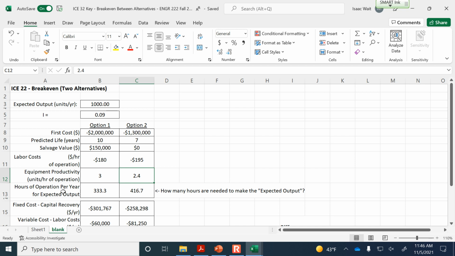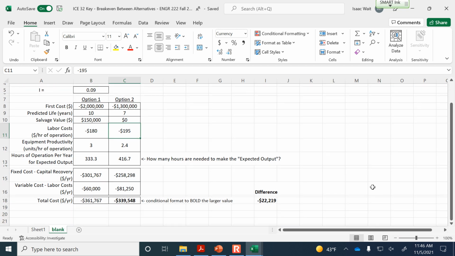So this hours of operation identifies how many hours are required to operate the equipment. And our cost is going to be related to that, because we know that the computer-controlled equipment is $180 per hour of operation compared to $195.